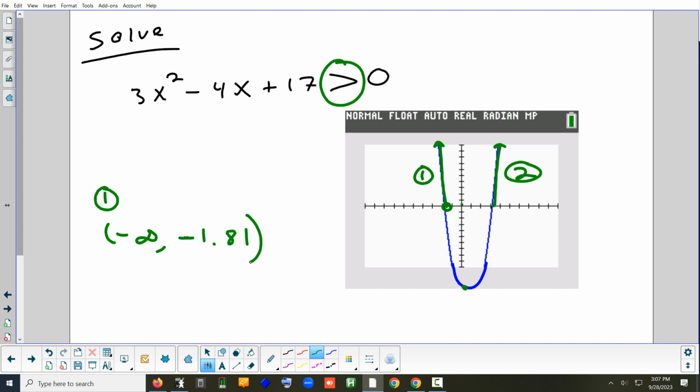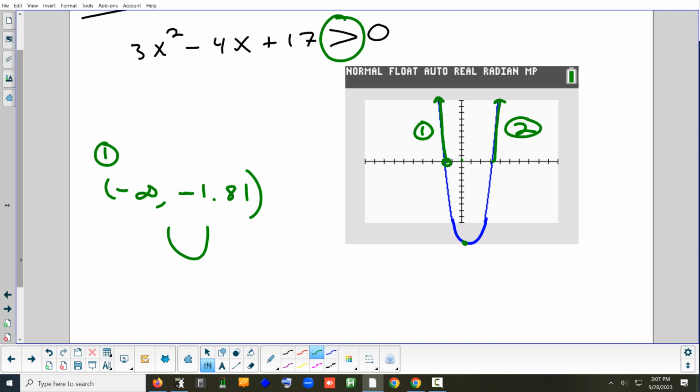What symbol do we use when we have to write a second interval? The U. Yep, the U. It means it's like or. So or. Now I need to know where interval 2 starts. For that, we need to do second calc 0 again.